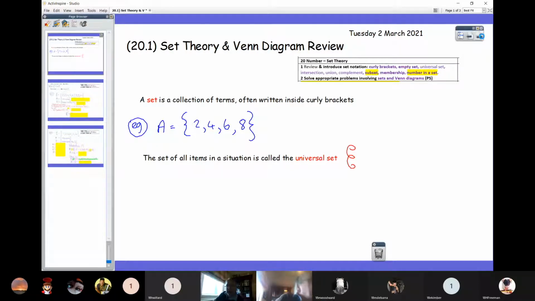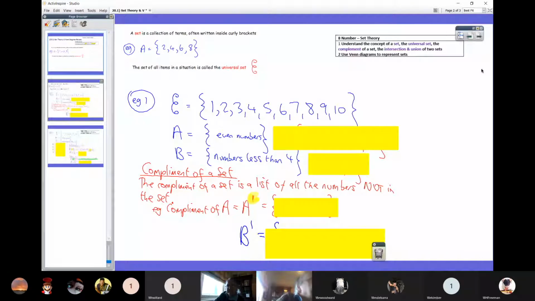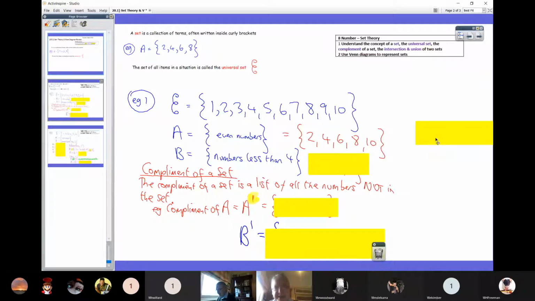So let's just go through the example on the board. So example 1, let's say that our universe is the numbers 1 to 10, and set A is going to be all the even numbers. Then obviously we would just do 2, 4, 6, 8, and 10. And numbers less than 4 would be 1, 2, and 3. Easy peasy stuff.